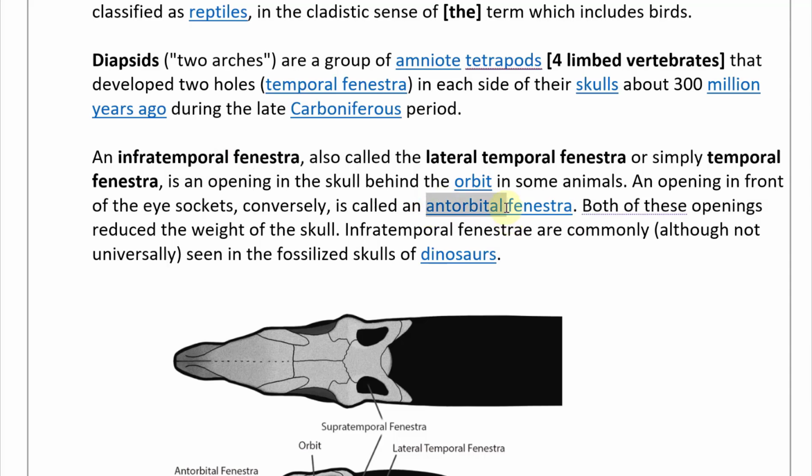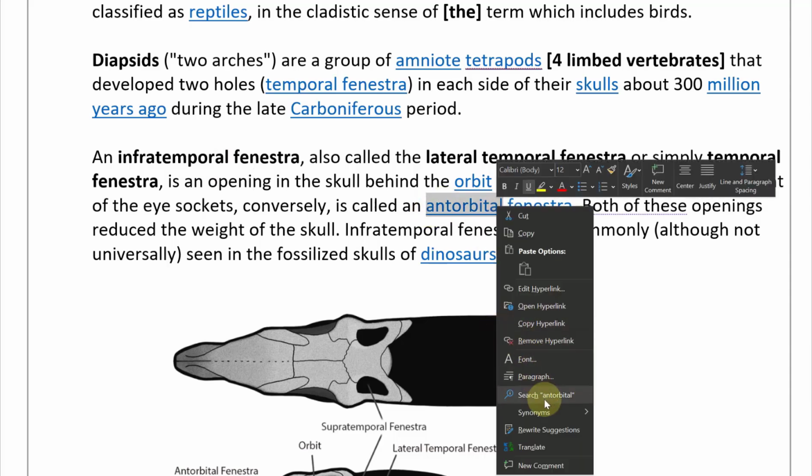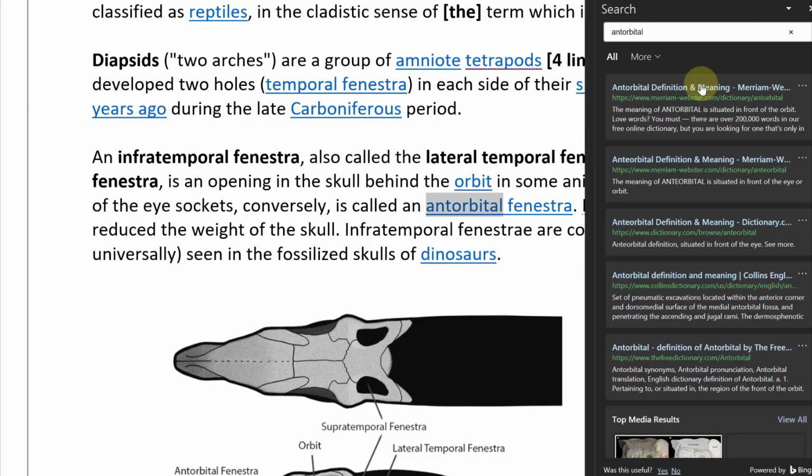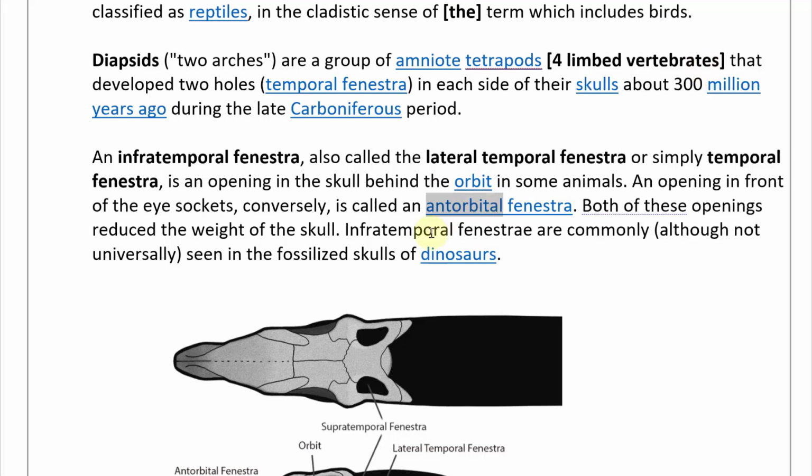Let's just see if this has a pronunciation. Search here. It doesn't have it here, so I'm just going to go along with my pronunciation. So it's called an antorbital fenestra. Both of these openings reduce the weight of the skull.